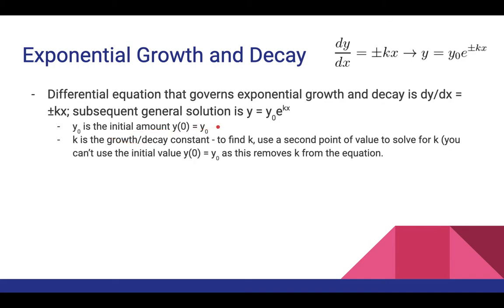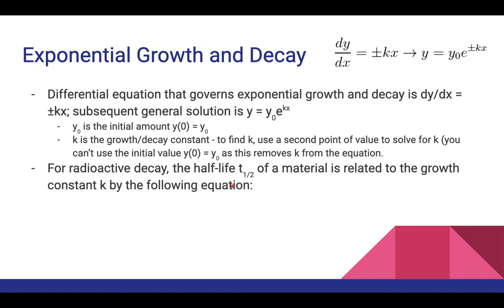If they give you that the initial population or initial quantity is some value, you don't have to plug that in and solve. All you need to do is just slap it in right here. k is what we call the growth or decay constant. It provides a numerical measure of how fast our population is growing exponentially. To find k, you use a second point of value to solve for k. You can't use the initial value, y at t equals 0, as this removes k from the equation because we'll end up with k times 0 in our equation.